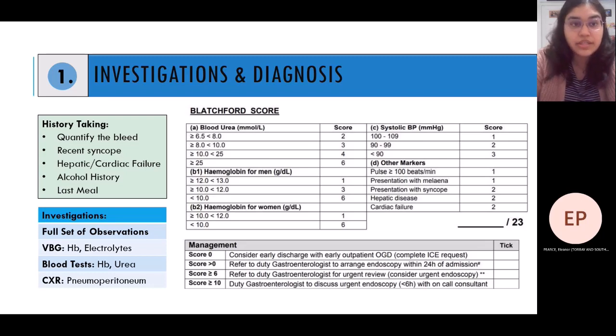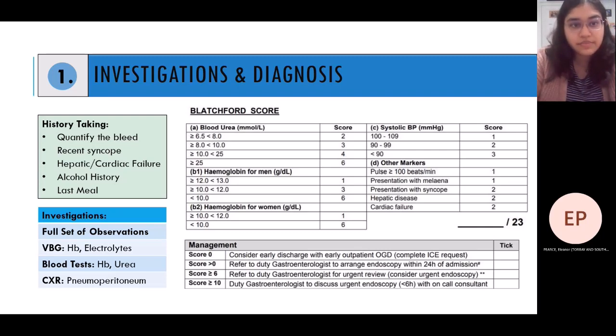So with regards to investigations and diagnosis for a GI bleed, like with everything, you want a full set of observations. You want to assess whether this patient is hemodynamically stable or unstable. And obviously you would use an A to E approach to assess any patient that presented with any symptom.